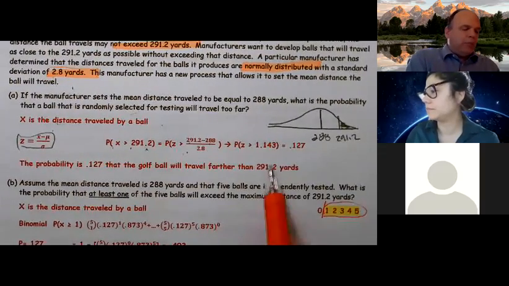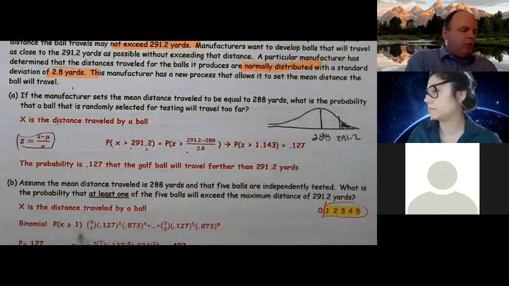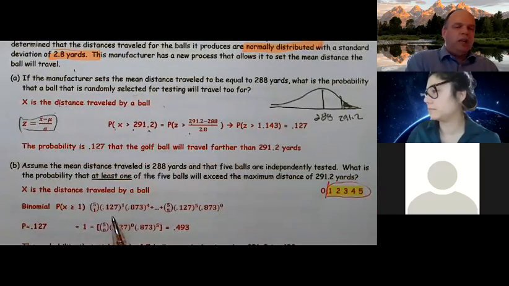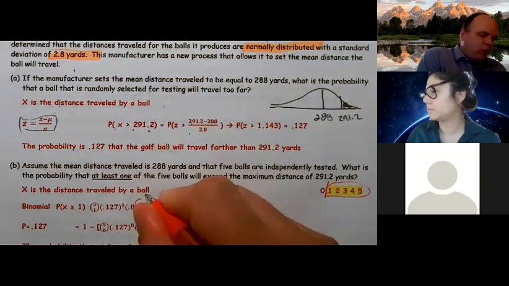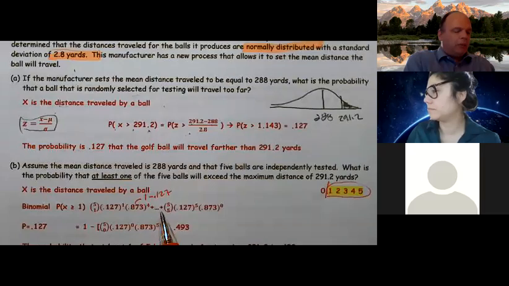We calculated the probability that any one ball travels too far up ahead in part A, 0.127. So we have a probability. This makes this a binomial because I have a fixed number of trials, a fixed probability, and a fixed number of successes. So I have 5 choose 1, 0.127 to the first, and then this right here is 1 minus 0.127, and then plus, plus 5 choose 5, do the same thing.